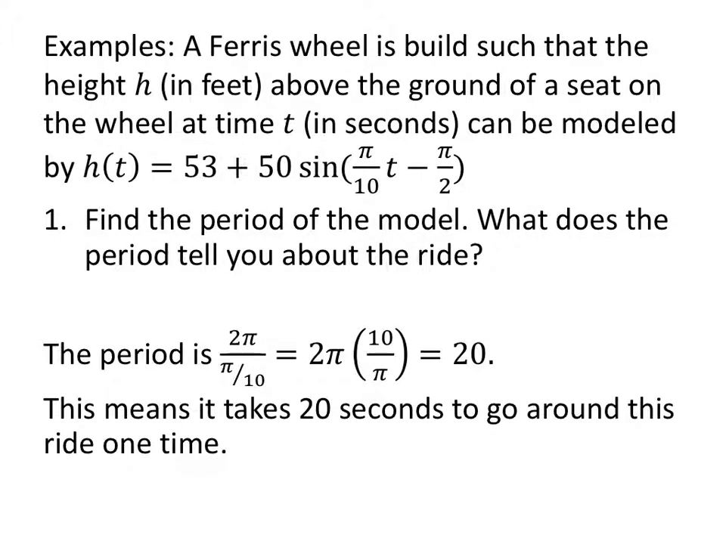First, the period is going to be 2 pi divided by the coefficient of our variable. So 2 pi over pi over 10. That's 2 pi times 10 over pi. The pi's cancel. That's 20. The period is literally the period of time it takes to make one complete revolution. It takes 20 seconds for this ride to go around one time. The period.